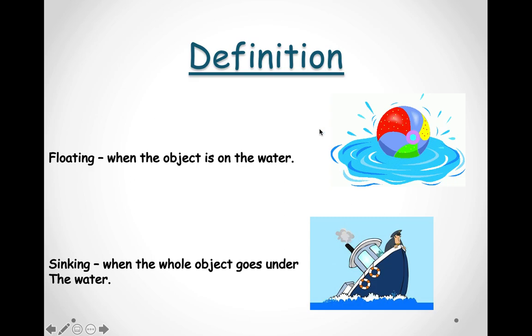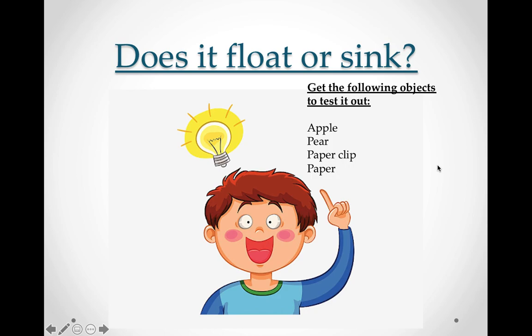So you can get your glass of water and you will need these items. Now remember, if you don't have these items, it is completely fine. You can just look it up on Google. So you will need an apple, a pear, a paper clip, and some paper. And don't forget your glass of water because we are going to see if things float or not. And we are going to be using the word does. So if something floats, you will use the word does. And if something does not float, you will use the word doesn't.